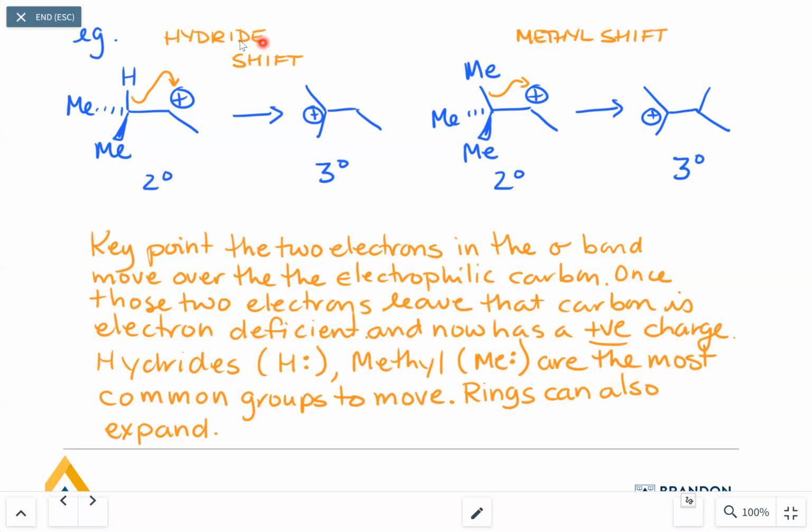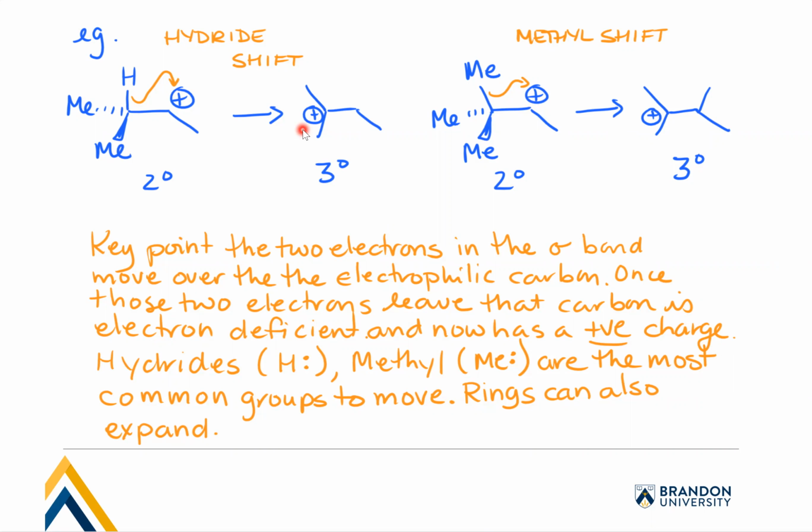Hydride, so hydride means H with 2 electrons. It's not H plus, it's H minus technically. It hops over here, now it's got a positive charge. So we'll see carbocations when we do substitution reactions, and these sort of shifts do occur in some examples.